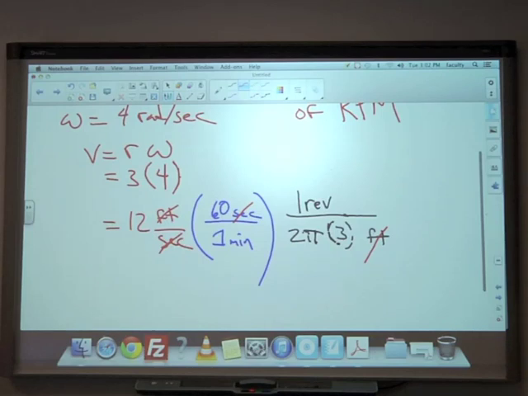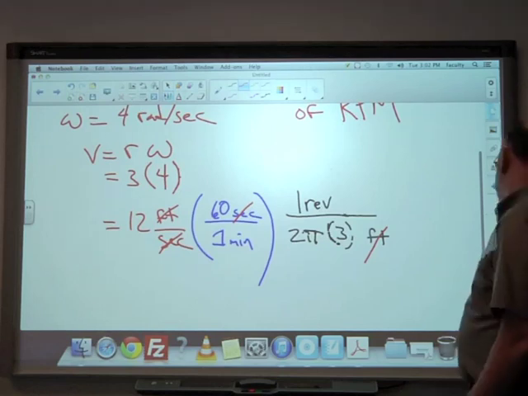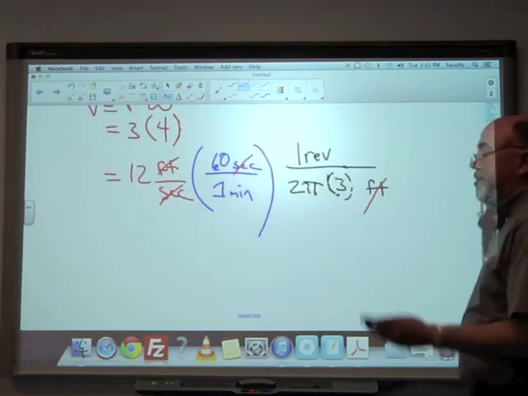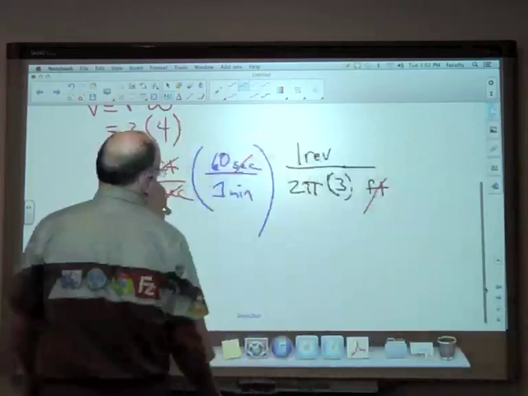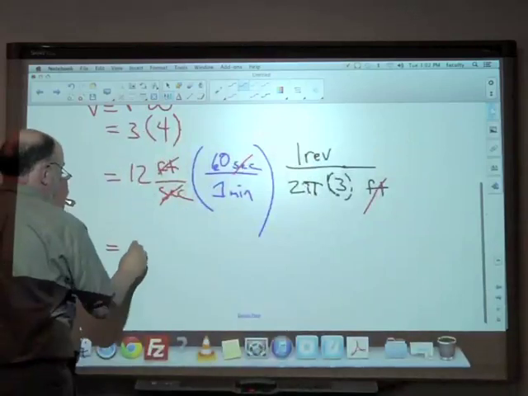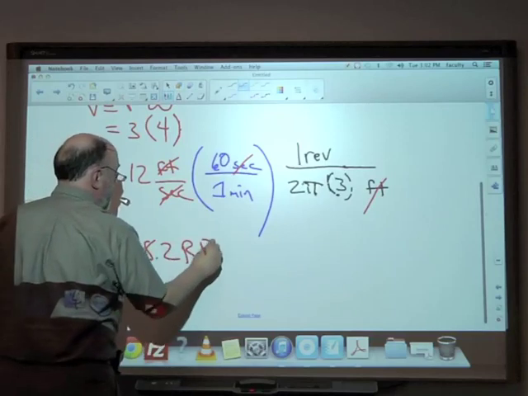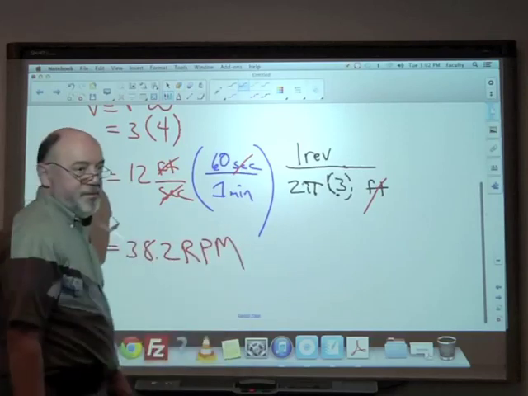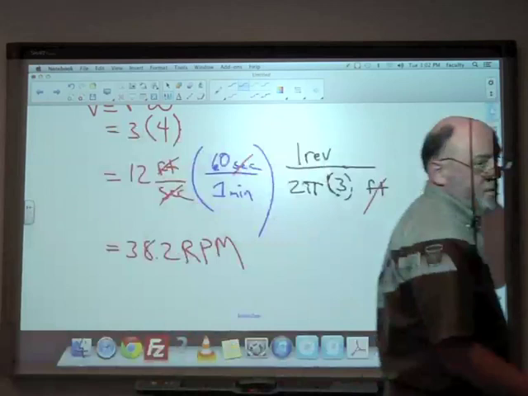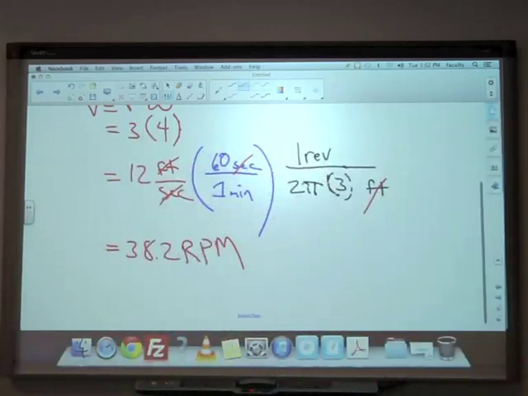And to the nearest number here, this will come out to be 38.2 r. So you do 12 times 60, times 1, and then over 2 pi.